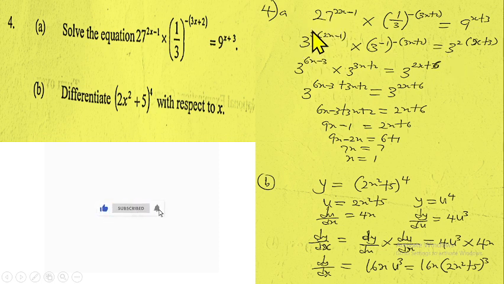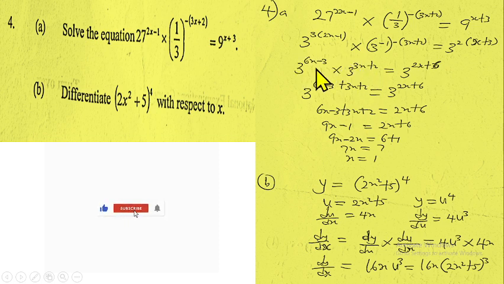So this one should give us 3 raised to power 3 into 2s minus 1, times 1 over 3, which is the same thing as 3 raised to power minus 1, raised to power minus open bracket 3s plus 2, equals, you can change 9 to index form, that should give us 3 raised to power 2 into s plus 3. From there, we can simplify the powers. If this one opens the bracket, you have 3 raised to power 6s minus 3. Then minus 1 times minus here will give us a plus. So this one becomes 3 raised to power 3s plus 2 equals 3 raised to power, opening the bracket, you have 2s plus 6.